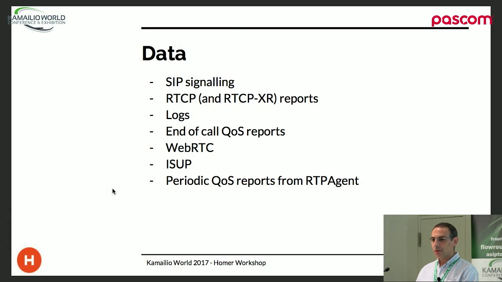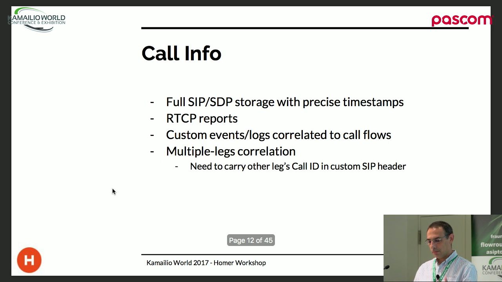There can be various types of data. Of course, SIP signaling, but also RTCP and RTCP extended reports. And plus also quality of service reports that are sent by some applications at the end of the call, and WebRTC and ISUP events. All these can be correlated, provided with the correlation ID, which is typically the call ID. They can be correlated in one single entity.